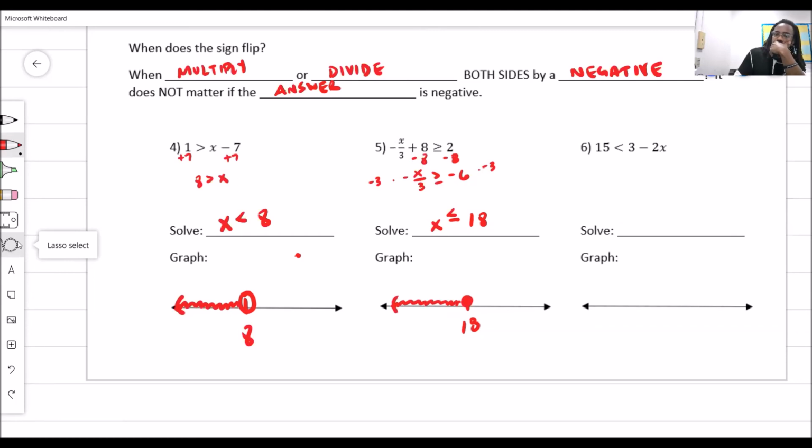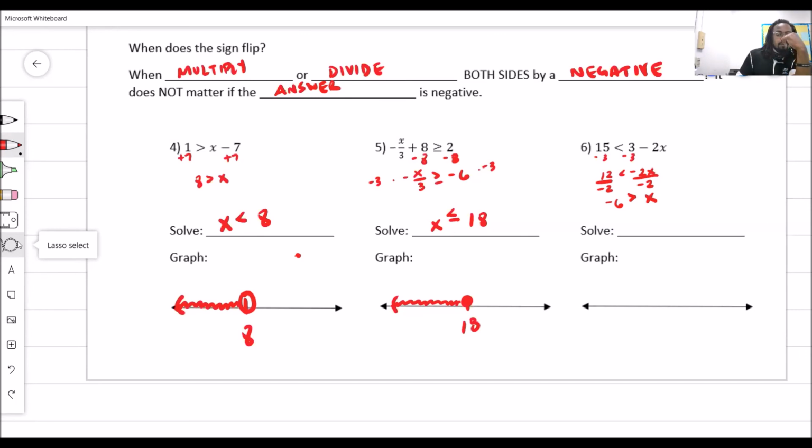And then finally, number 6, subtract 3 from both sides. 12 is less than negative 2x. In this case, I'm going to divide both sides by negative 2 to get x by itself. And here again, I'm dividing by a negative, so I need to make sure that I flip that sign. Negative 6. I'm flipping now, x. Okay, and so this is my final answer.